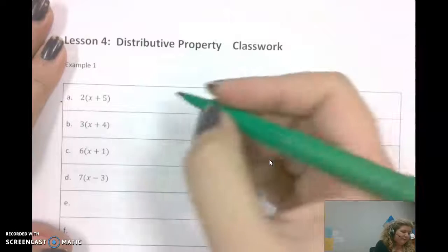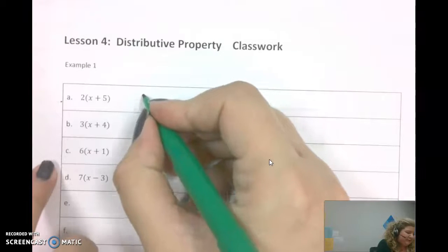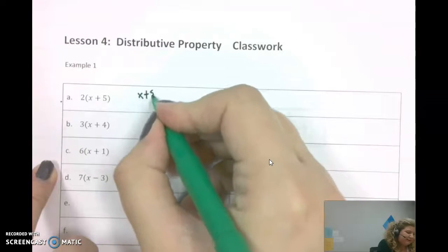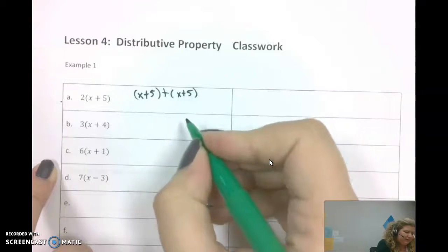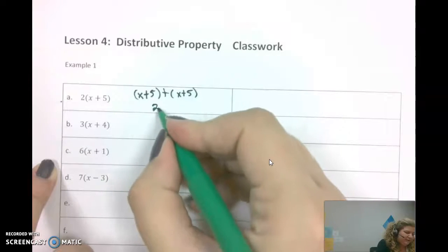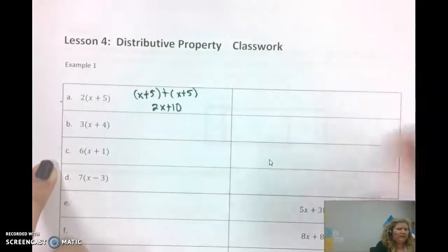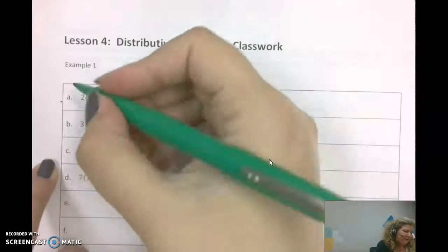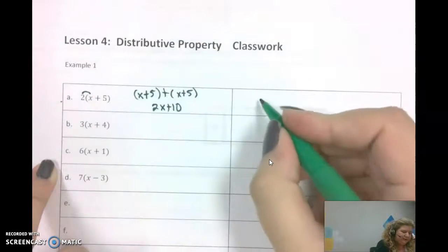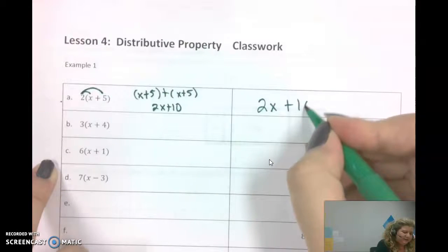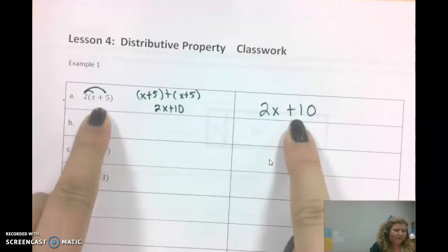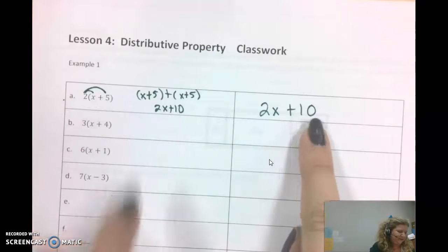So what that means is we have x plus 5 plus x plus 5, which would give us 2x plus 10. And a simpler way of doing that might be to think 2 x's is 2x, and 2 groups of 5 would be 10. So these are equivalent to each other, as is this.